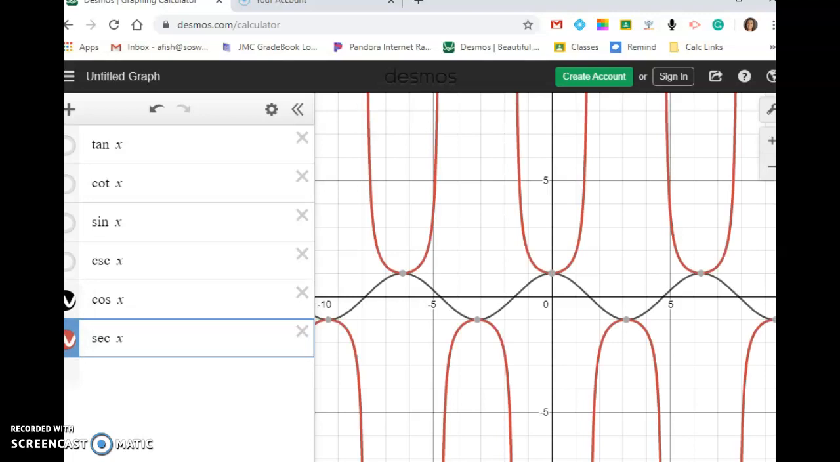Cosine and secant have a similar pattern. They're just shifted over by pi, and we already knew that from the sine and cosine function there. Again, same pattern. Wherever the cosine value equals 0, you have a vertical asymptote, which is going to change the branches of that different graph.